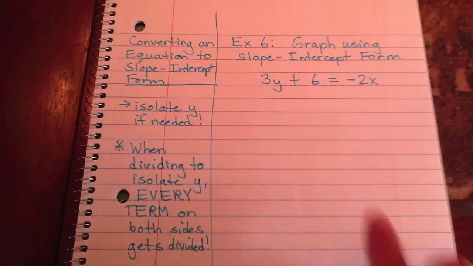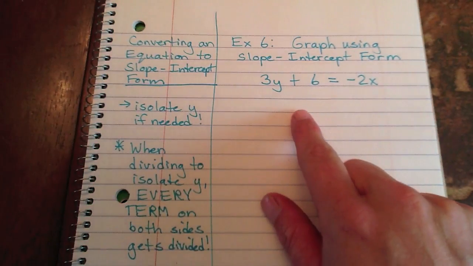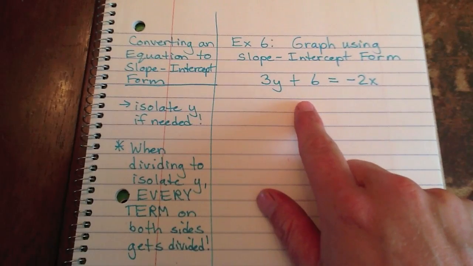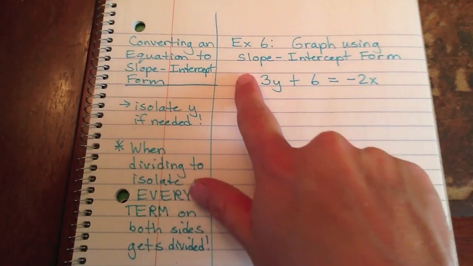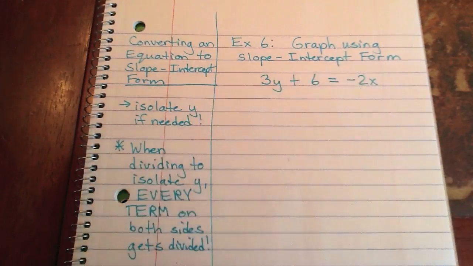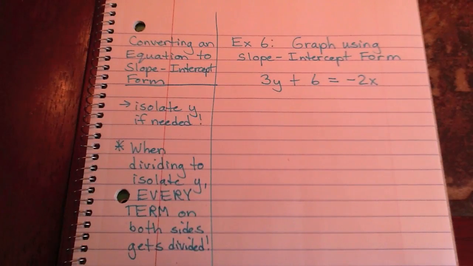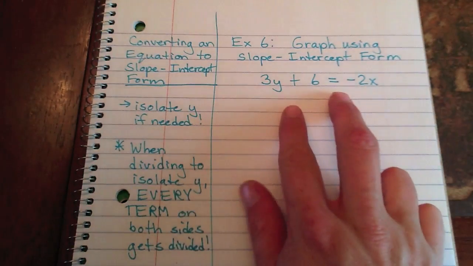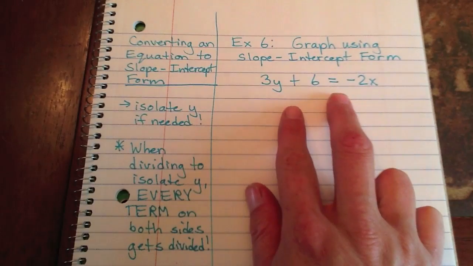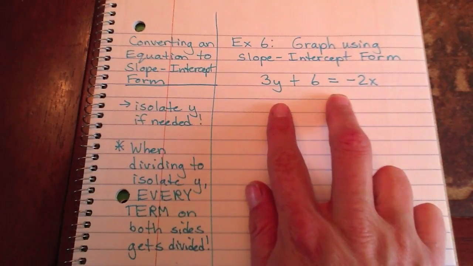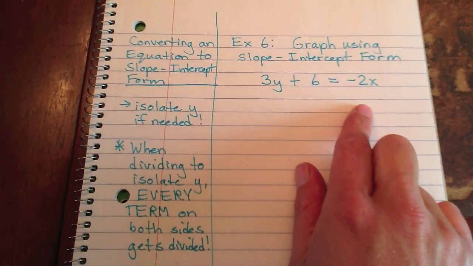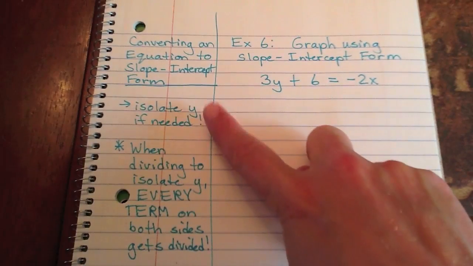Example 6 is graphing using slope-intercept form again. You're going to have to memorize what slope-intercept form is. It's pretty easy because slope, m, intercept, b, form. So y equals mx plus b. Notice this is not in slope-intercept form. Y would need to be alone. So when you see this and you're told to graph using slope-intercept form, you need to isolate y.